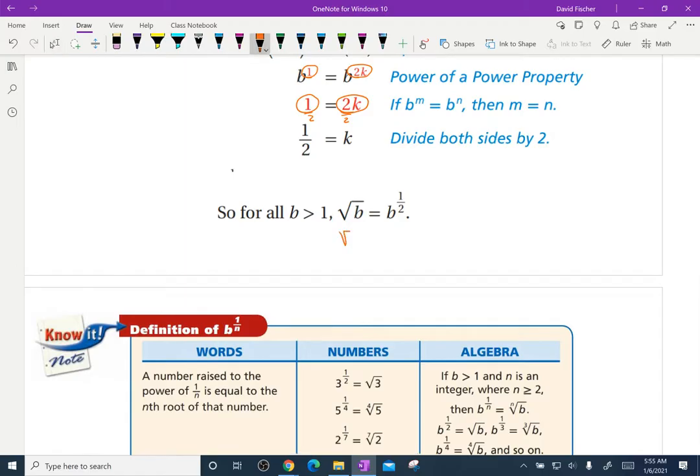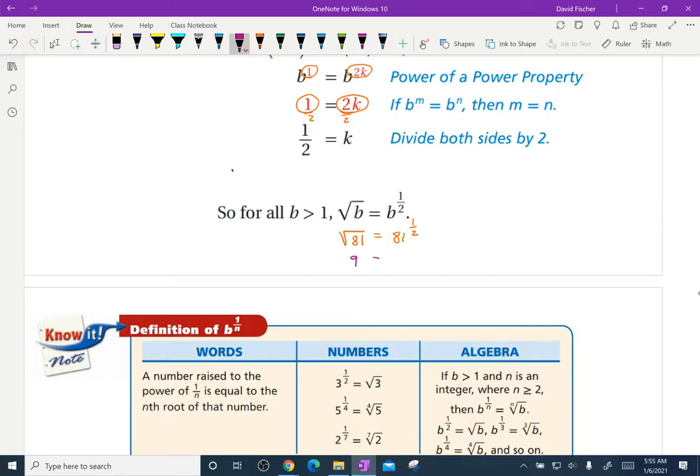Okay, so let's take an example here. Let's do 81, because I know what the square root of 81 is, it's 9. And let's do a half here. Do you agree? I'm hoping you agree that the square root of 81 is 9. 9 times 9 is 81.